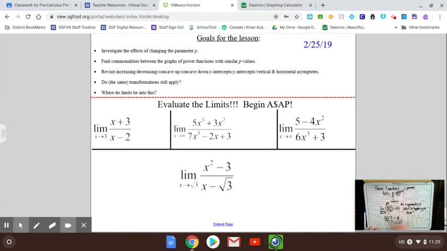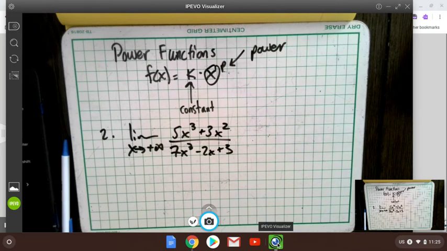All right. So again, same idea. How does this relate to power functions? We're not quite there yet. But the basic gist is, for example, number 2, the limit as x goes to infinity of 5x cubed plus 3x squared all over 7x cubed minus 2x plus 3. All right, there's a super easy way to do this problem. We have a cubic dominating the numerator. We have a cubic dominating the denominator.